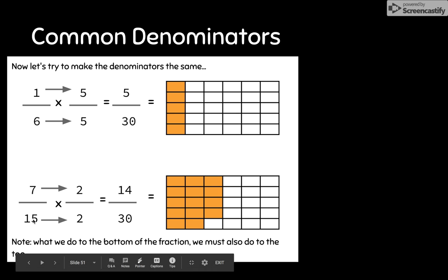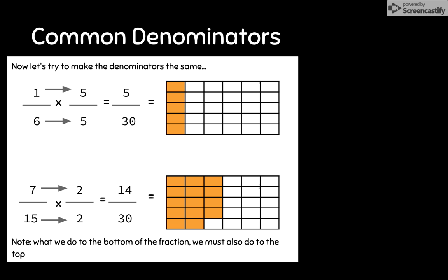7/15. I need to increase that twofold, or double the amount of equal parts that fraction has, so that it gets to 30. So I need to multiply it by 2. What you do on the top, you do on the bottom. So 7 times 2 is 14. 15 times 2 equals 30. So I've transformed both fractions so that their denominators are the same. So 1/6 has become 5/30, and 7/15 has become 14/30. What you do on the top of a fraction, you must do on the bottom of a fraction.